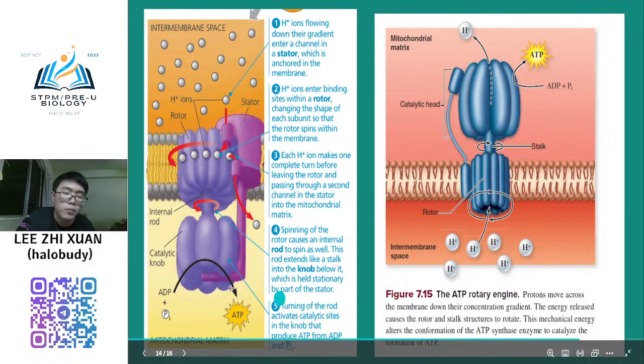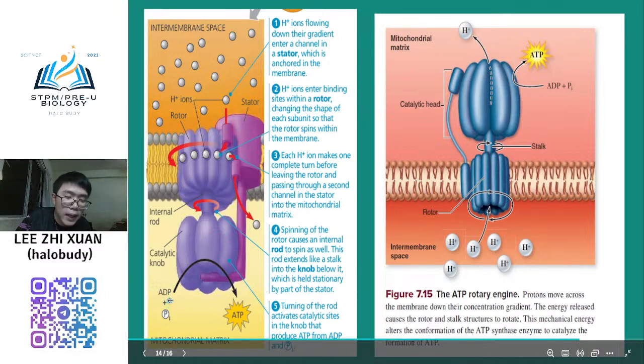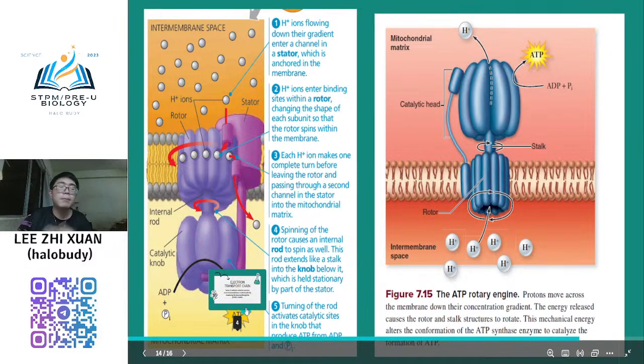So this one turning of the rod activate the catalytic site in the node that produce ATP. So yang ni, this is very important because when the node is already spin, the node is bengkak, called as form the knob, so that the ADP can undergo phosphorylation to form ATP.